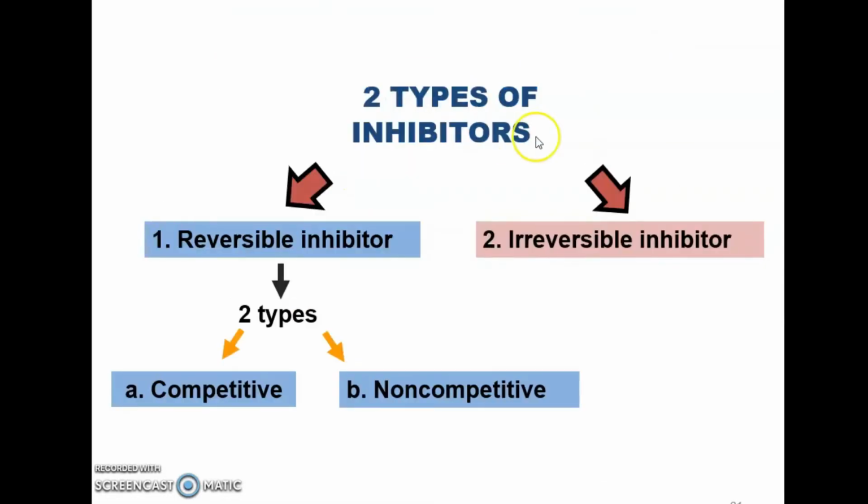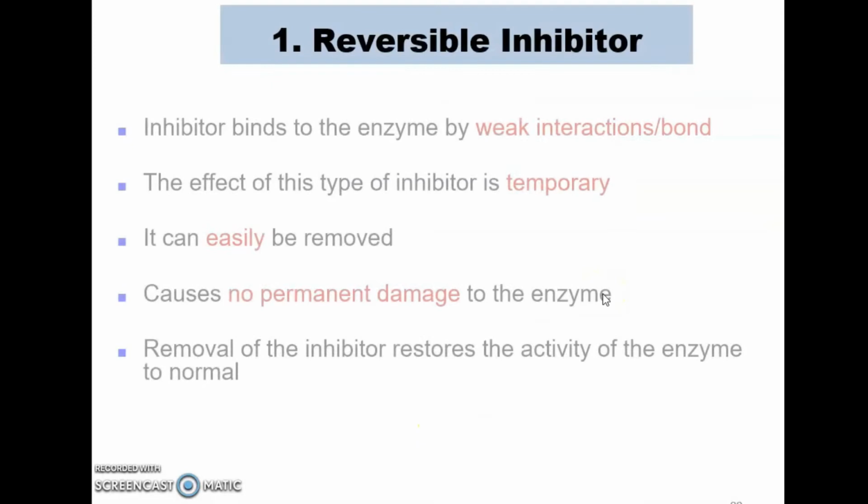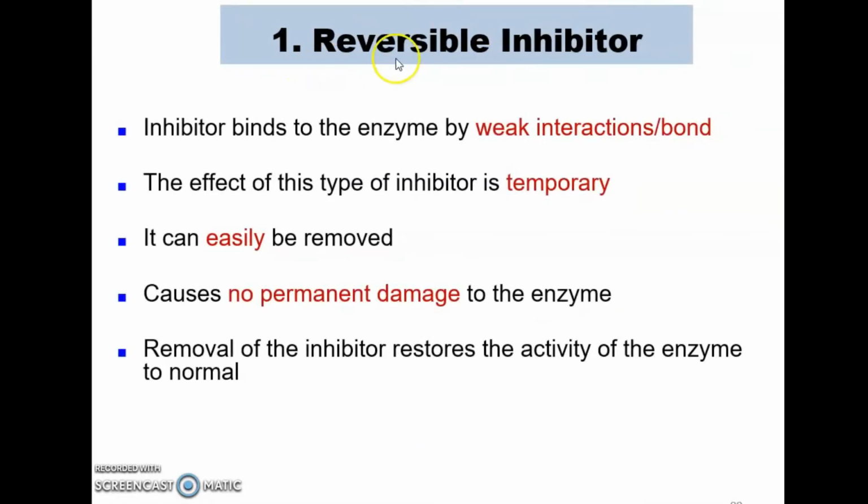Alright, we have two types of inhibitor: reversible inhibitor and irreversible inhibitor. This reversible inhibitor has two types, competitive and non-competitive. Actually, irreversible inhibitor has two types also with the same type, which is competitive and non-competitive. Okay? So, reversible, reverse.